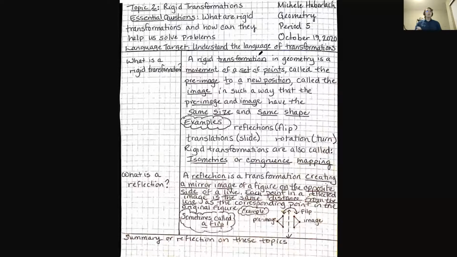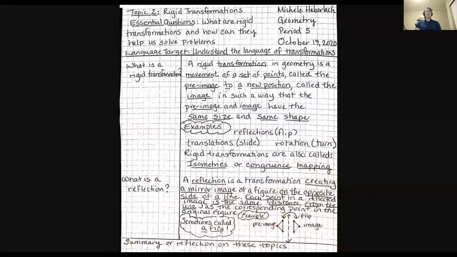Now, again, we're going to come at this from a different angle. What did Mrs. Haberlack take notes on? And let's look at the page to see that, right? So what is a rigid transformation? A rigid transformation in geometry is a movement of a set of points called the pre-image to a new position called the image in such a way that the image and pre-image have the same size and shape, right?